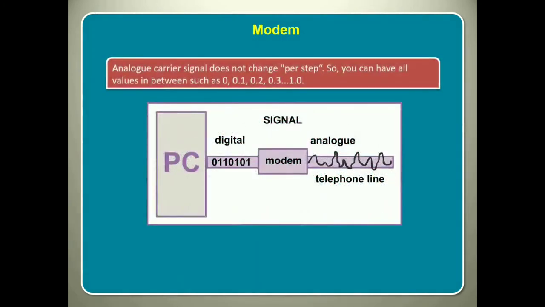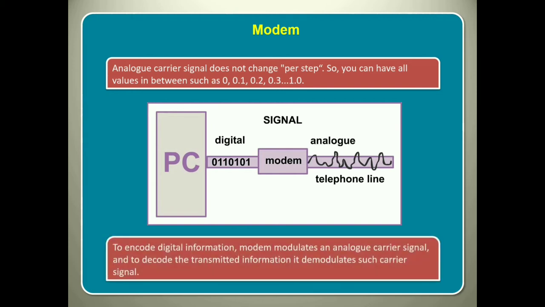Analog carrier signal does not change per step, so you can have all values in between, such as 0, 0.1, 0.2, 0.3, up to 1.0. To encode digital information, modem modulates an analog carrier signal. To decode the transmitted information, it demodulates such carrier signal.